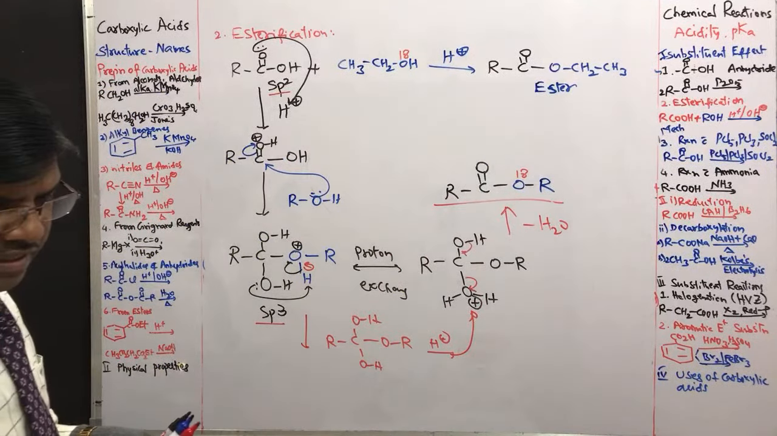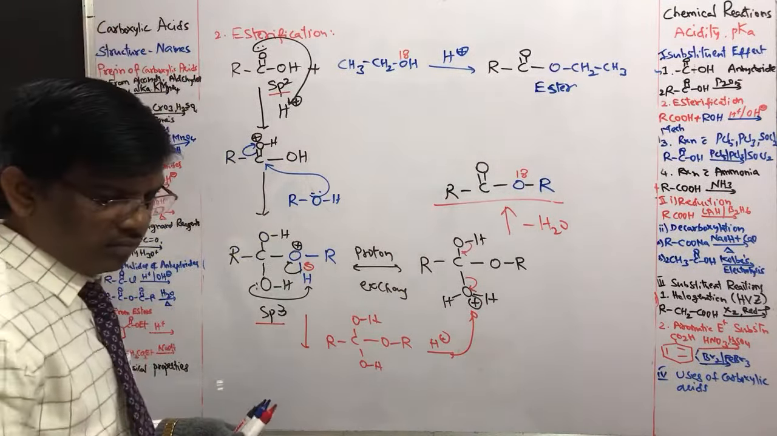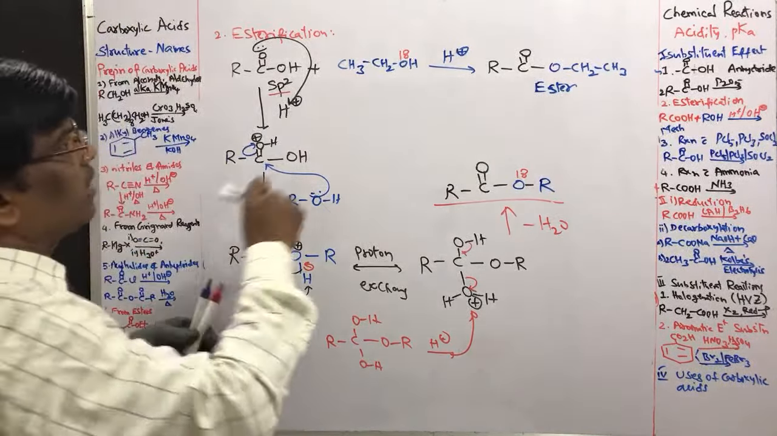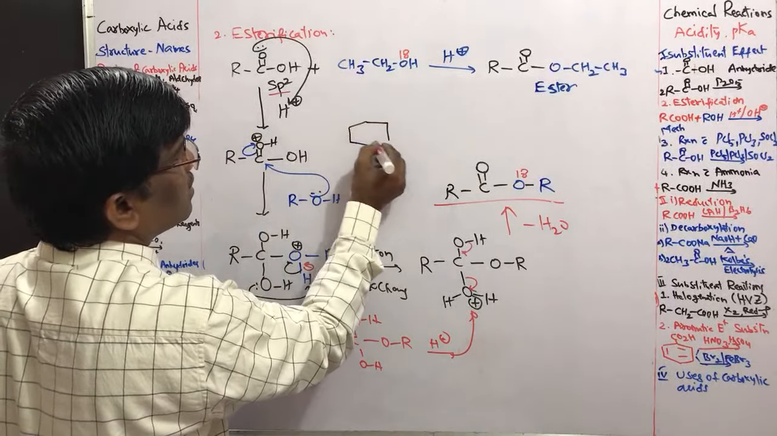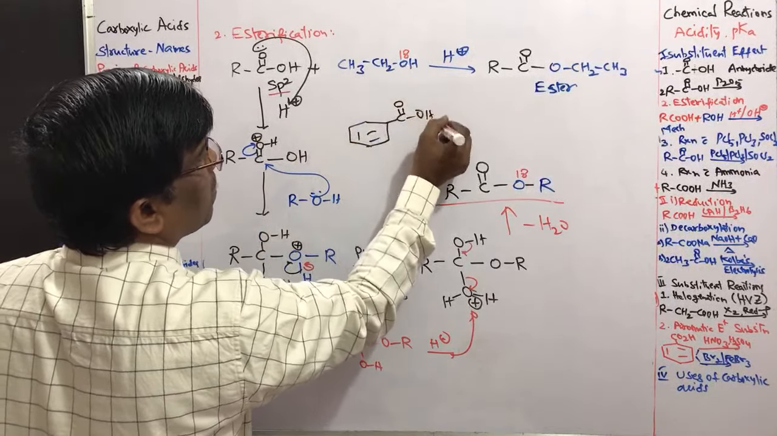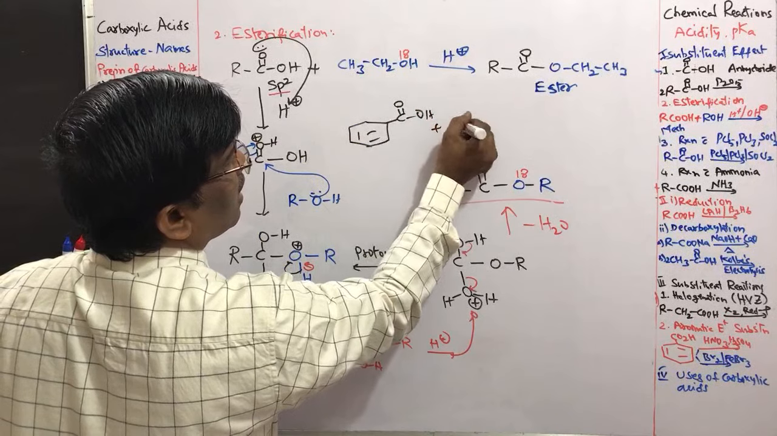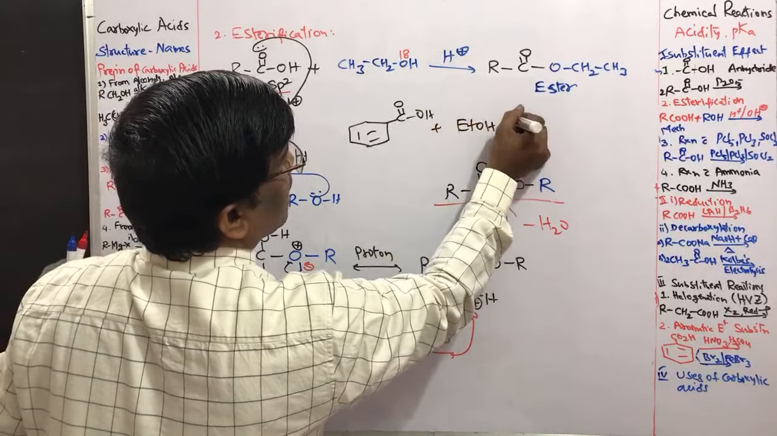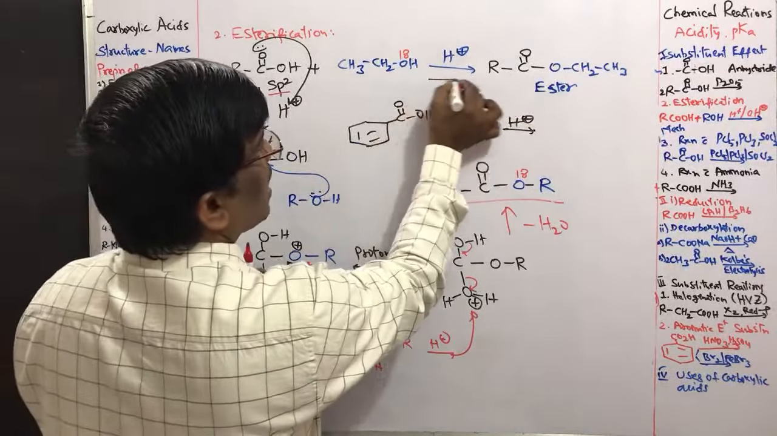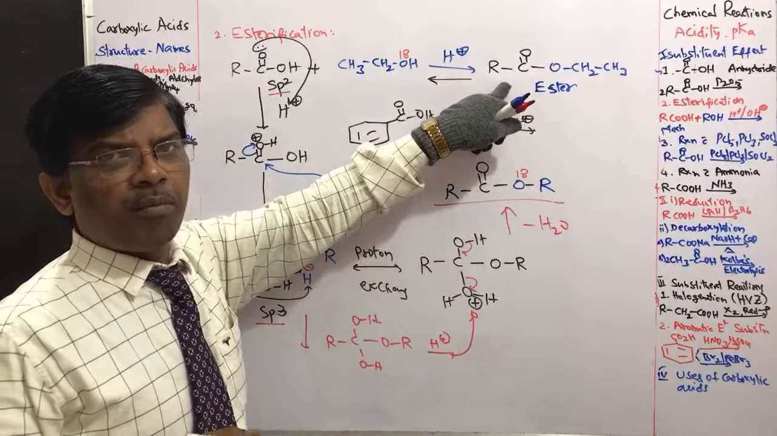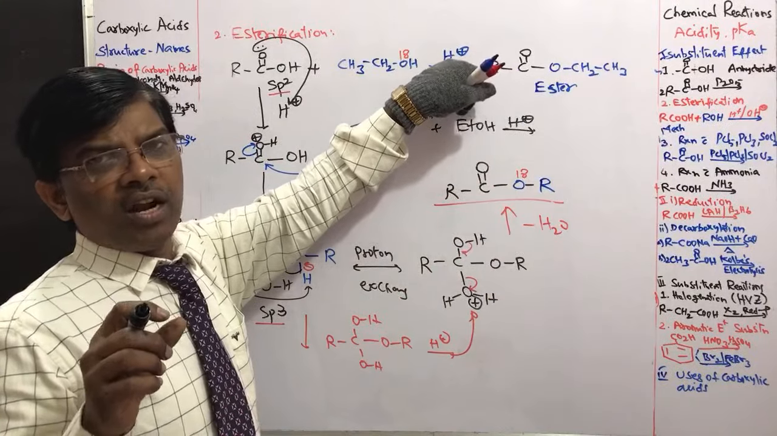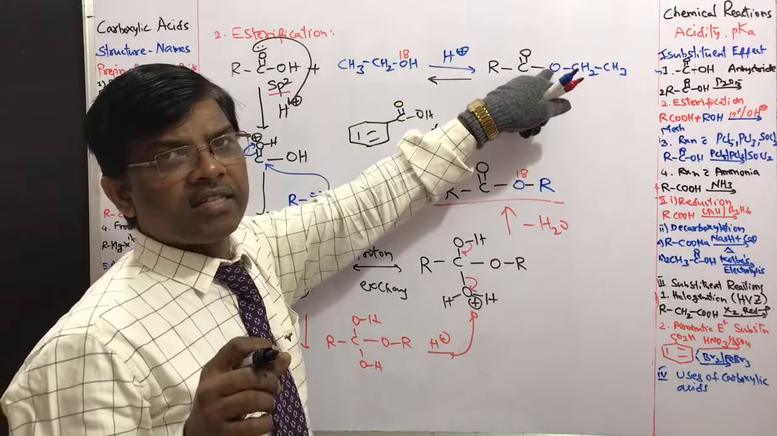Right, students? Let us take some examples under this. If I take benzoic acid, you will be tested on this part mainly. And alcohol, ethanol, I can write like this, ethanol and acid. And moreover, this reaction is a reversible reaction. As soon as the ester is formed, you have to remove this ester, or you have to take care that water should not be present. Otherwise, it is going to hydrolyze back.